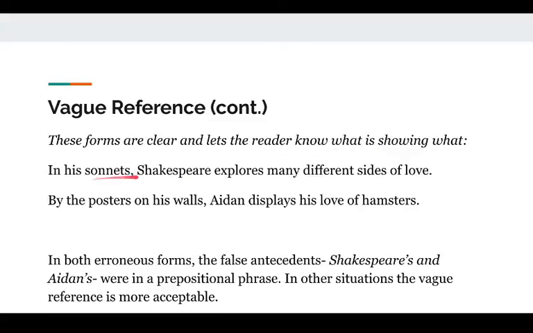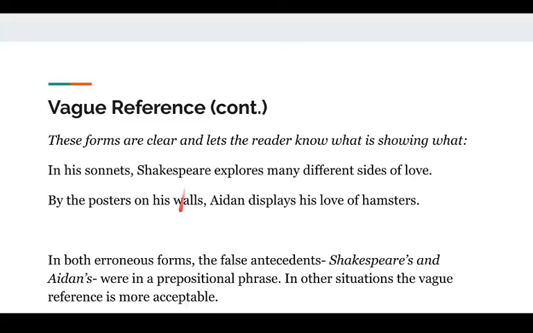So in his sonnets, Shakespeare explores many different sides of love. You may notice that the main difference here is that we don't have the apostrophe s making Shakespeare a possessive word. So then in his sonnets, whose sonnets? Shakespeare. So Shakespeare is the antecedent for his, explores many different sides of love.